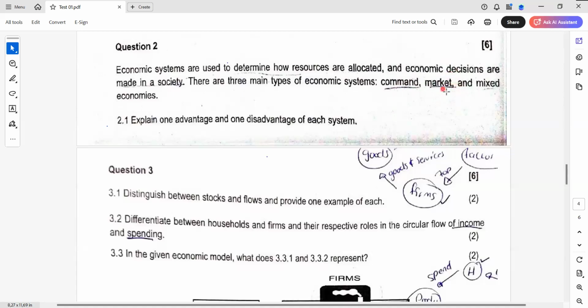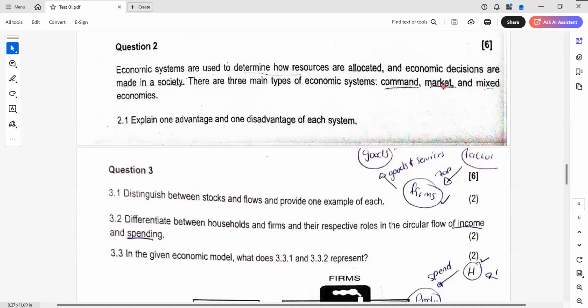So the advantage is that there are incentives for producing better products. If this person produces a better product than their competitor, then there's an incentive because they are going to get more customers, right? So that is an advantage. And the disadvantage in the market system is that they do not provide public goods and services because their main aim is to make a profit, right?